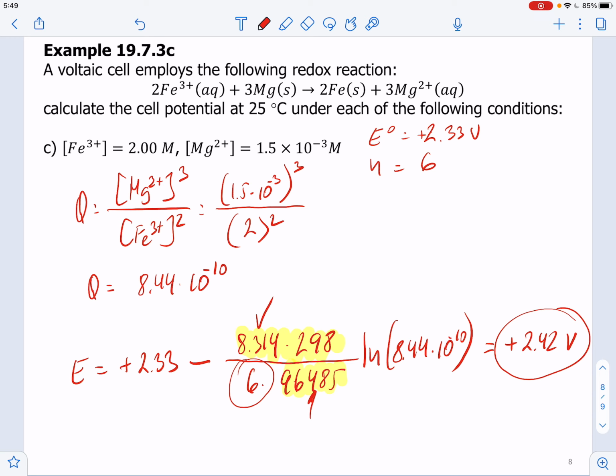Okay, so in the previous case the potential was a little lower than the standard potential. In this case the potential is a little higher than the initial potential. Okay, in every single case the reaction is still spontaneous because you are obtaining a positive potential. Okay, so there might be cases in which the concentrations are such that you will have a reverse potential and then the reaction becomes non-spontaneous, but in this particular case it's not going to happen. All right.